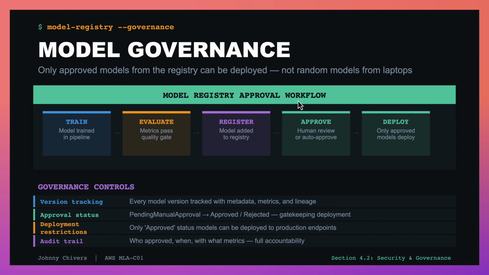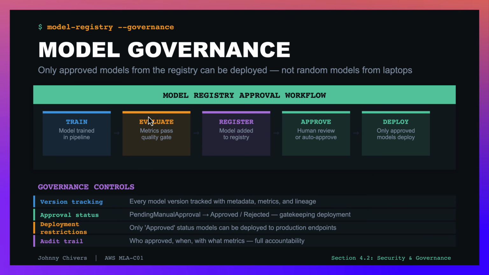Model governance is becoming a larger and larger topic, believe it or not, over time. This is about how the model registry can be used to train, evaluate, register the model, then approve the model from a pending state, and then deploy it. So you can see here, you can go from pending, manual approved, approved, and rejected. This comes up in the exam quite a bit, as does the version tracking of the model.